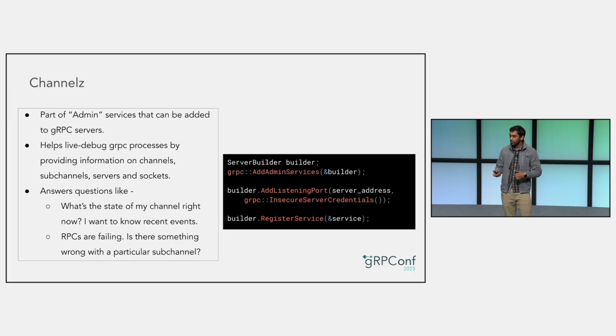channelz in particular provides information on channels, subchannels, servers, and sockets. It will give you answers to questions like, what's the state of my channel right now? Give me all the recent events on my channel or subchannel. Or if my RPCs are failing, is there something wrong going on with a particular subchannel?